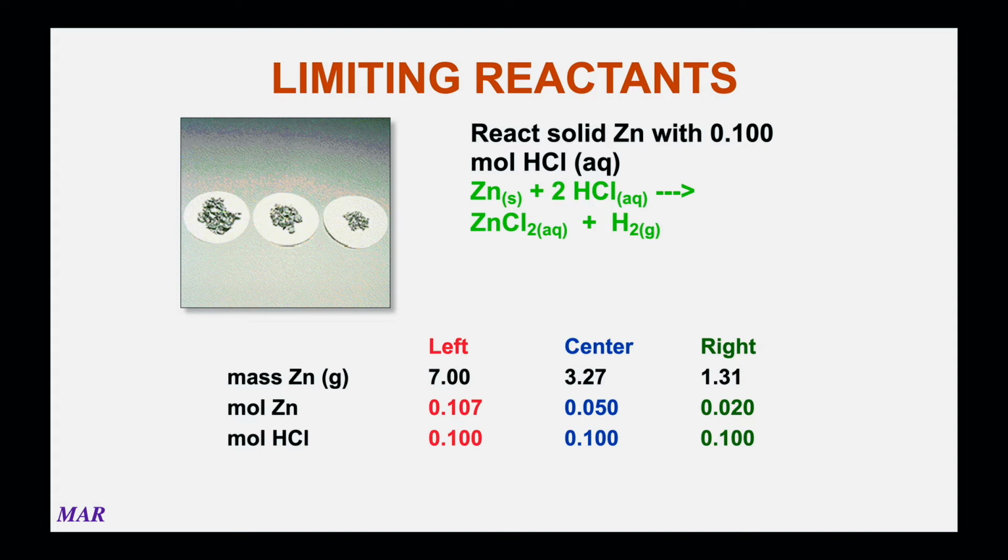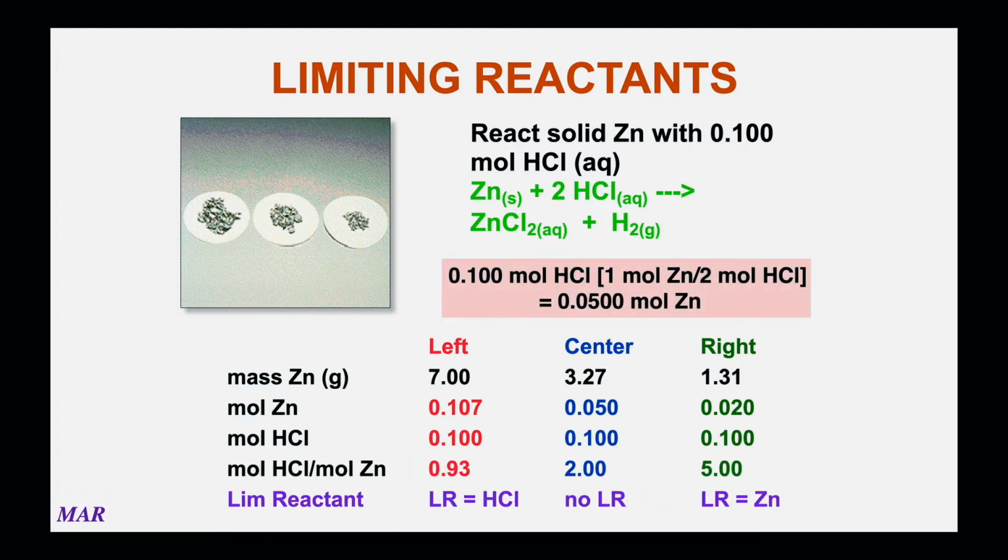But on the left side, the moles are almost equal, all right? And on the right side, instead of a 2-to-1 ratio, you have more like a 5-to-1 ratio. The HCl really outnumbers the zinc on the right side. So you can figure out ratios and stuff like that, which is cool. If everything is balanced, you'll have 0.0500 moles of zinc. And that's, again, what we have in the middle. So that's the balanced amount, all right?